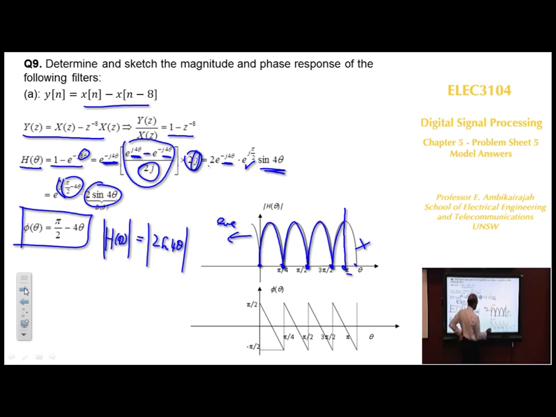At every point at that position, in the phase, there should be a pi jump. Let's start the phase. Theta equals 0, we start with pi over 2. There's pi over 2. And it just goes down up to pi by 4. At that point, magnitude is 0, so it must give a pi jump. So that much is the pi jump, because minus pi over 2 to pi over 2 distance is pi.